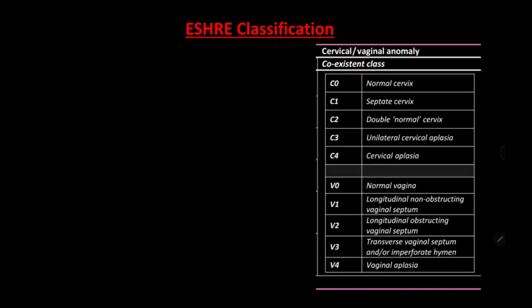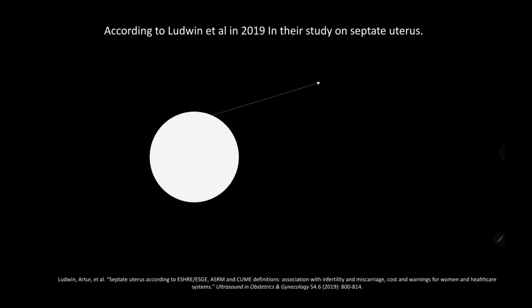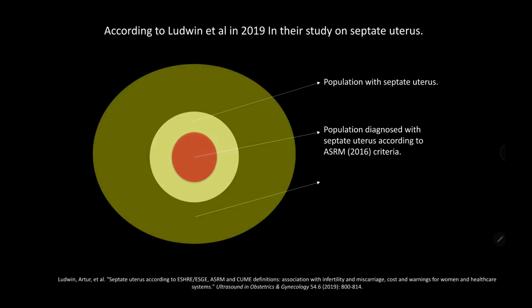So, even after all this, in the year 2090, a study was performed by Ludwin et al. on septate uterus. They found that this white circle depicts the whole population with septate uterus, the red circle depicts the population diagnosed with septate uterus according to the ASRM 2016 version 1 criteria, and the yellow circle depicts the population diagnosed according to the ESHRE criteria.